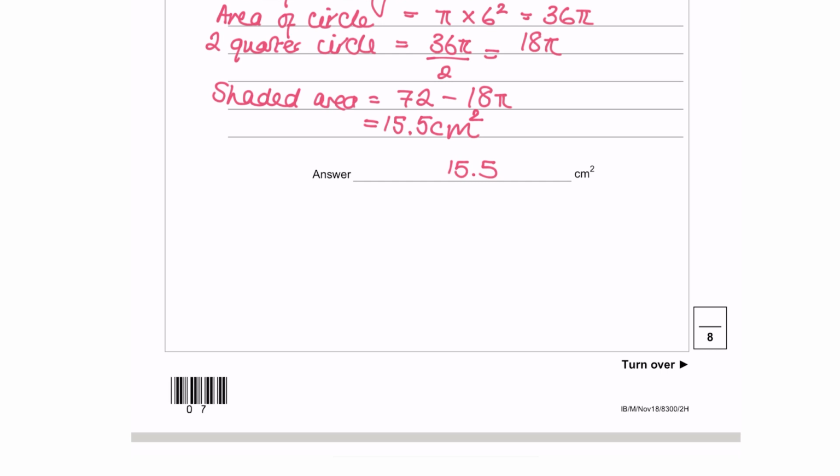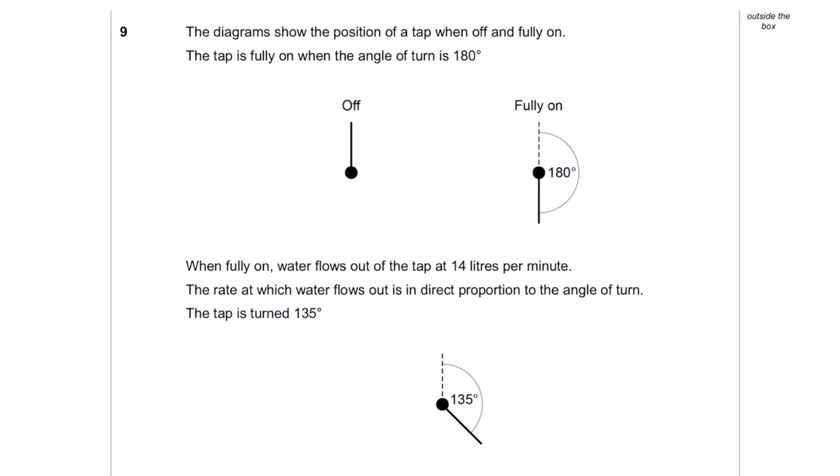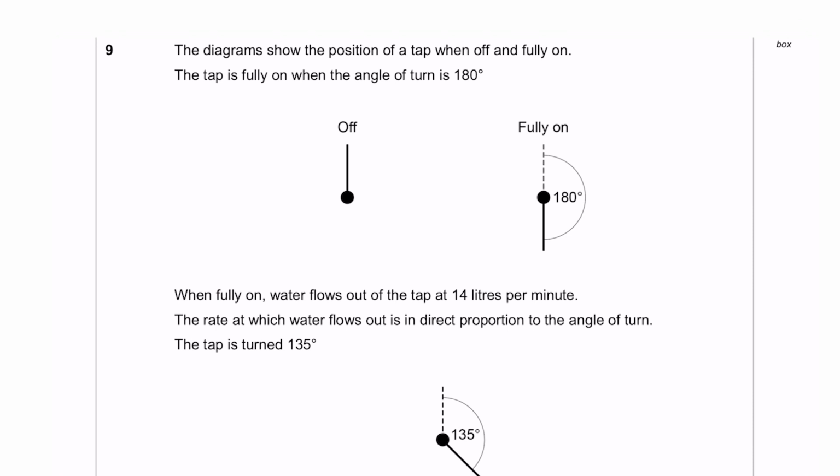Right, question 9. So I remember marking this paper and a lot of students got themselves in a muddle here. But this is not difficult, you've just got to read it carefully. So the diagram shows the position of a tap when it's fully off and fully on. The tap is fully on when the angle of turn is 180 degrees.